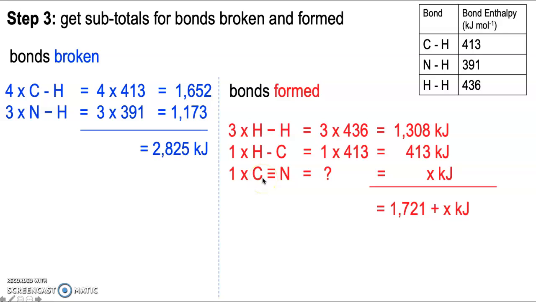Now for the bonds formed, 3 hydrogens, 1 of the hydrogen-carbon bond, and then we've got this bond that we don't have the value for. And so this time I'm using an X to represent the fact that I don't know what this bond energy is. So the subtotal on the bonds formed side is 1,721 plus this value X.